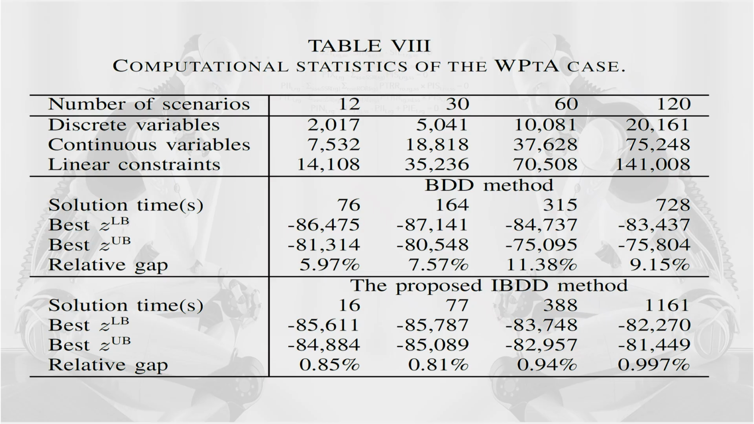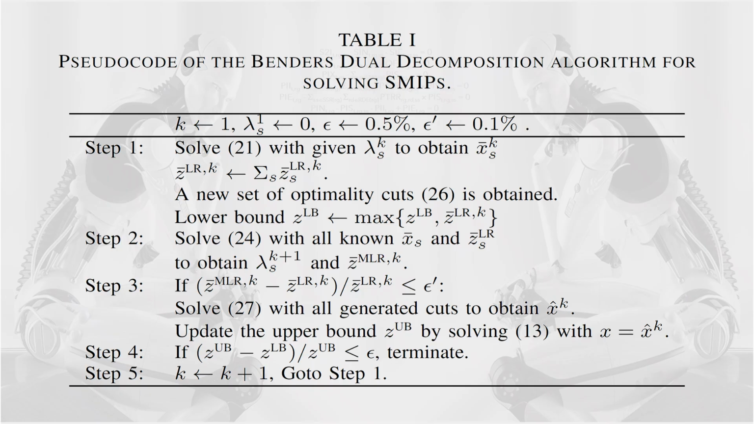It can be seen the optimal sizing problem of TA plants is a large-scale SMIP in the extensive form. The direct solution of the extensive form is beyond the capabilities of current optimization solvers. The pseudocode for the BDD method is presented in Table I.